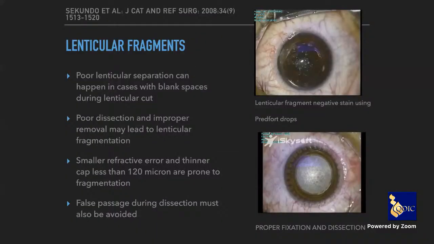So this is a case. You can also do a negative staining. You can put a drop of Pred Forte, and on the table you can pick up these lenticular fragments and you can remove them.